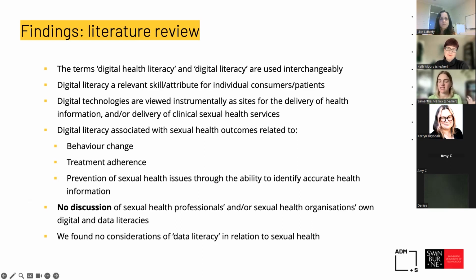Digital literacy was discussed as a necessary tool to navigate the proliferation of online sexual health content, which was often defined in the literature as information as opposed to sexual health content, as well as the skills to navigate clinical technologies. Here, digital literacy was associated with sexual health outcomes related to behavior change, treatment adherence, and protection. For example, there was an assumption that digital literacy enhances access to information, which will therefore decrease participation in risky sexual behaviors.